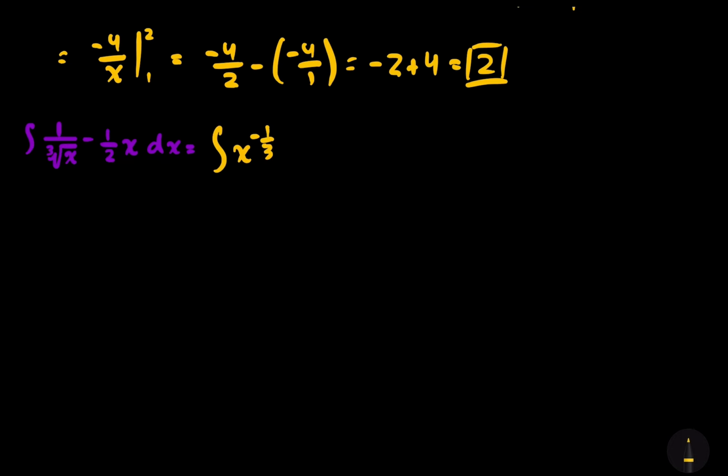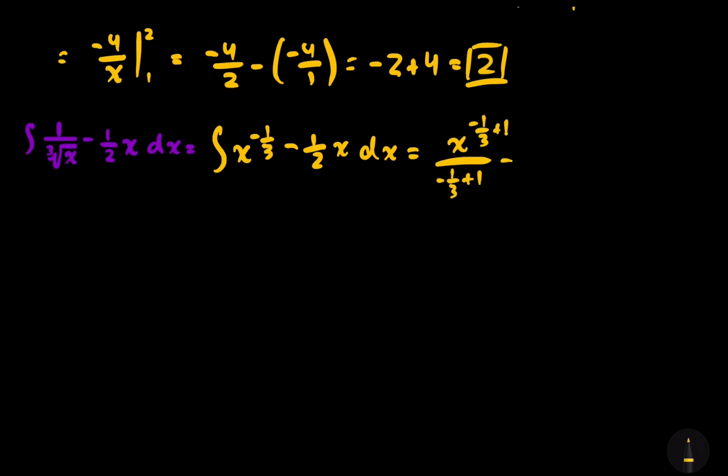And so x to the -1/3 is exactly just 1 over the cubed root of x. And then we can keep this -1/2 x the same. Doesn't really matter, right? And so this is an indefinite integral. And so what we're going to do is just increment the exponent for the x to the -1/3. We just increment it by 1, and then we divide by that new incremented exponent.